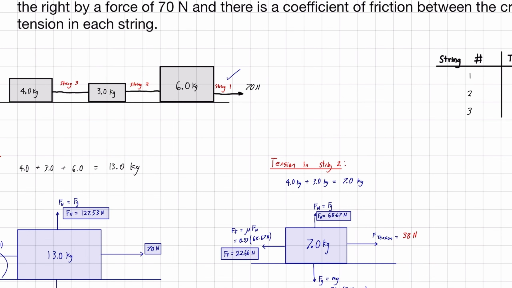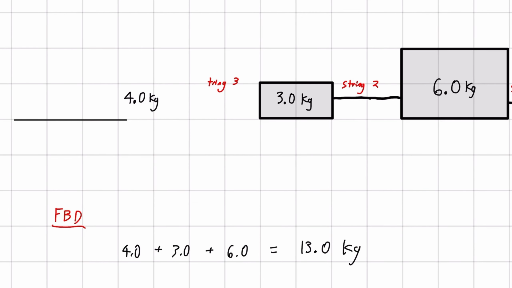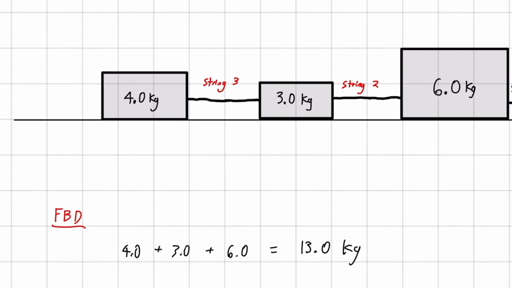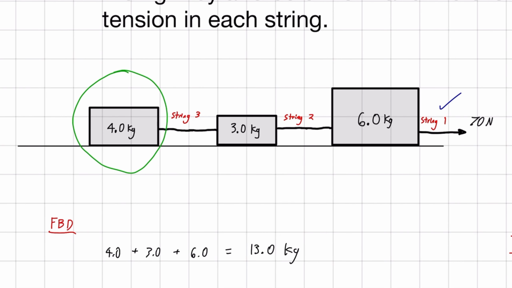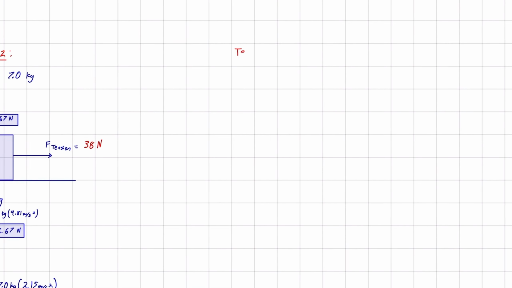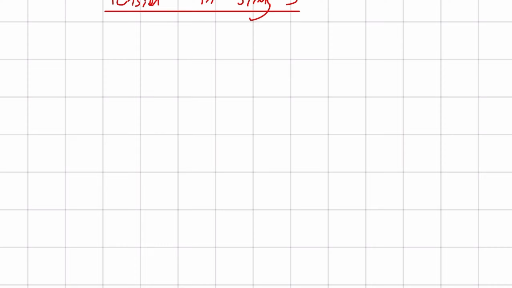So all that's left to do now is find the tension in string 3. To do this one, we're not going to be combining any boxes. We're going to look at just the last box, making our cut just right here, looking at just string 3. So let's come over here. I'm going to give us a title, tension in string 3. And like I said, we're looking at just the single mass of 4.0 kilograms.